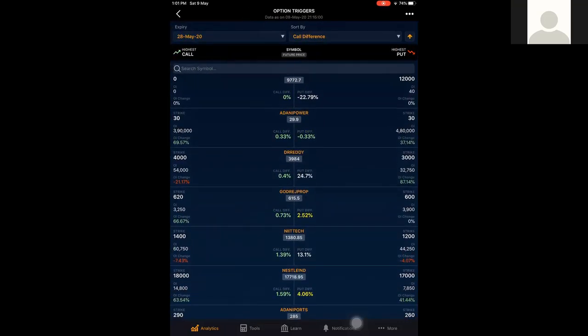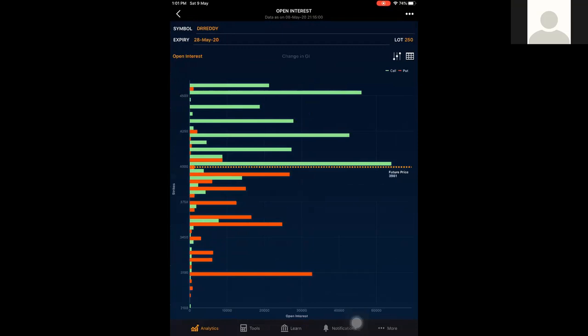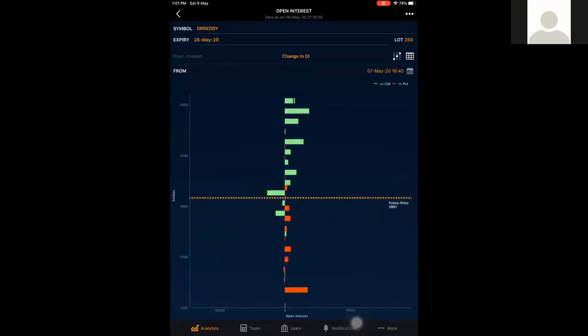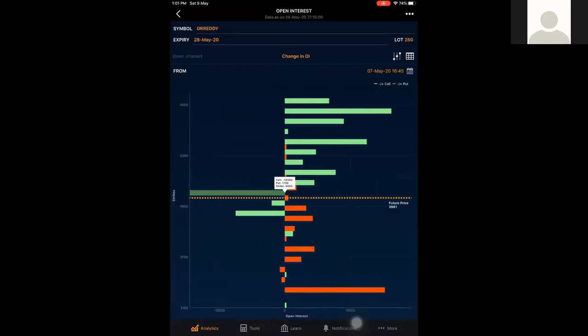Dr. Reddy. Dr. Reddy is closer to the highest strike. So let's see how it behaved. It is closer to the 4,000 call. The 4,000 call saw shedding yesterday. That showed that the writers of the 4,000 call were feeling some jitters.